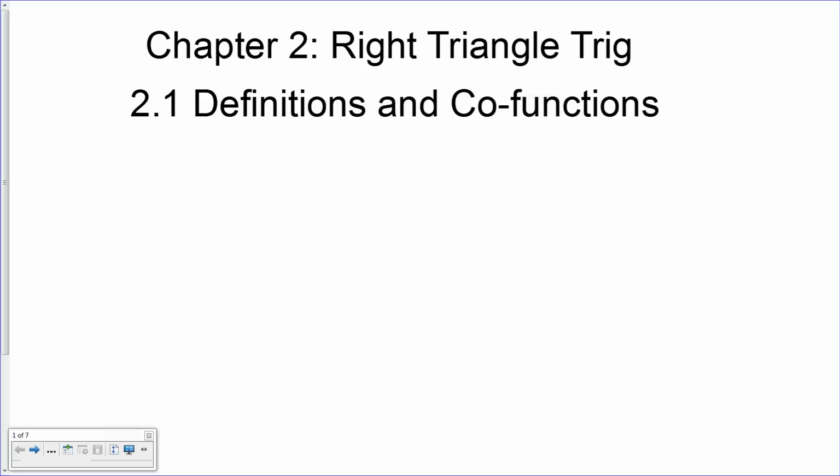Happy Chewing Gum Day. And let's get started with Chapter 2, Definitions and Co-Function.